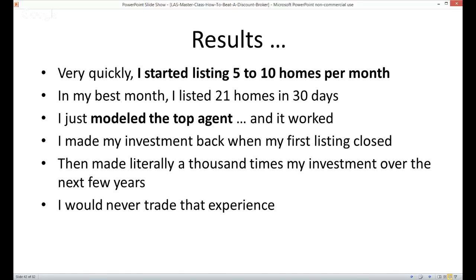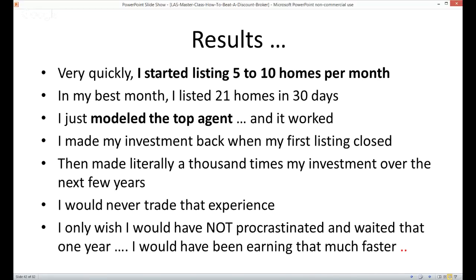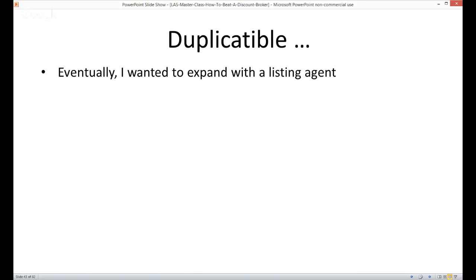I would never trade that experience. I only wish I wouldn't have procrastinated for that year and lost that year. I would have been earning that much faster. And then again, it's duplicatable. I want you to understand this is not rocket science. Anybody can do this.